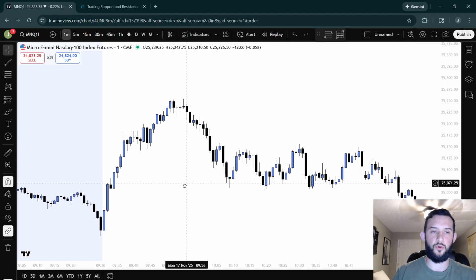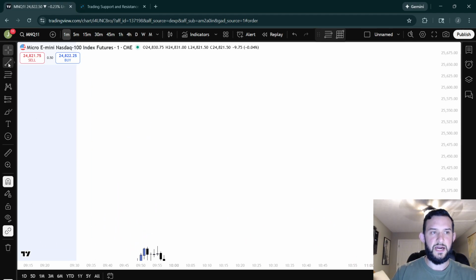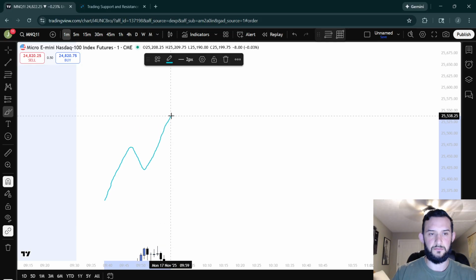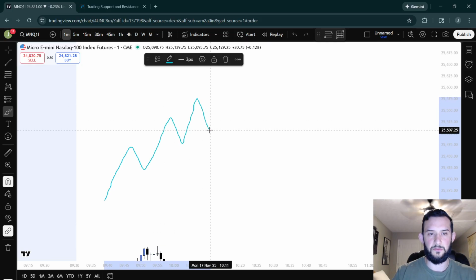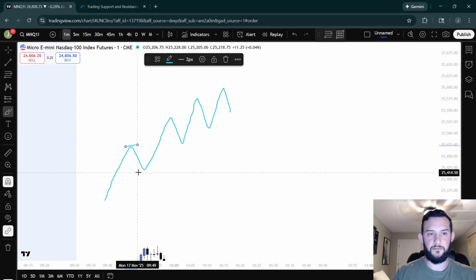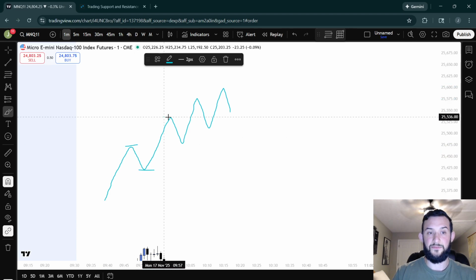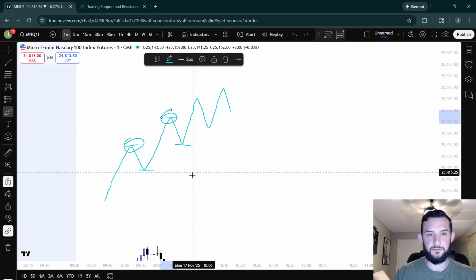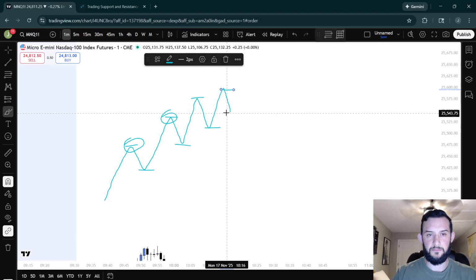Of course, we'll break it down more. In an uptrend, this consists of higher highs and higher lows. Here, higher high, higher low. So you can see right here, we have a high, then we have a low. Then we have a higher high and a higher low. This low is higher than this low. This high is higher than this high, right? So again, higher high, higher low, higher high, higher low.